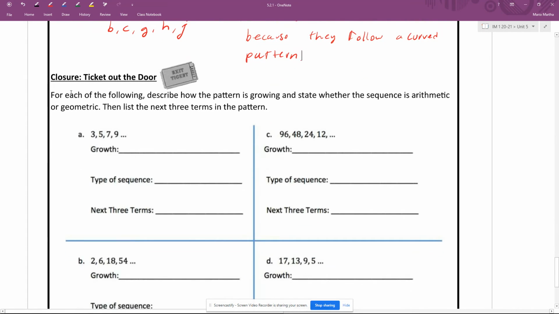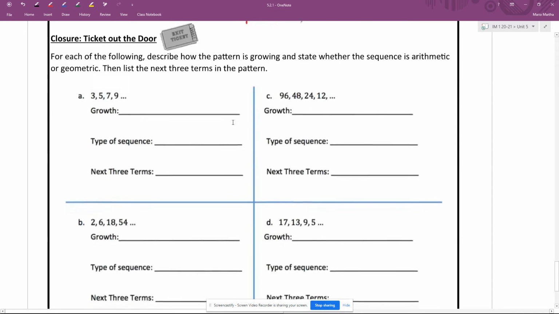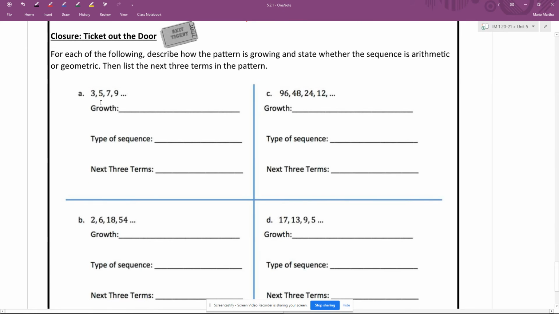And then to conclude our lesson, we have the exit ticket right here. So for each of the following, describe how the pattern is growing and state whether the sequence is arithmetic or geometric, then list the next 3 terms in the pattern. So here we have 3, 5, 7, and 9. So the growth here is plus 2, right? We're adding 2 each time. The type of sequence, this would be an arithmetic sequence. And then the next 3 terms, so if I add 2 to that, I'm going to get 11. I add 2 to that, I'm going to get 13. And then finally 15.